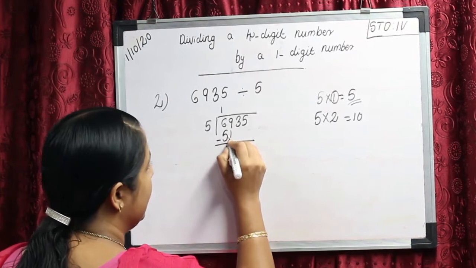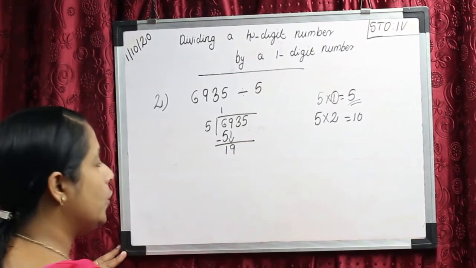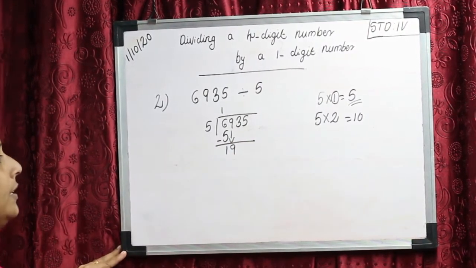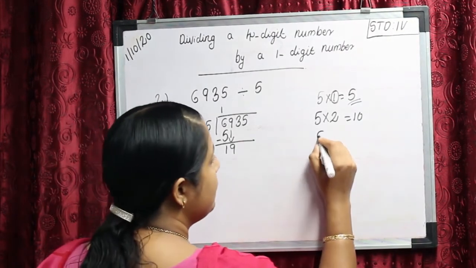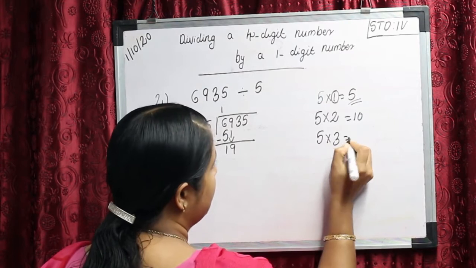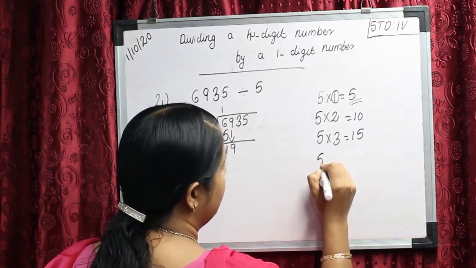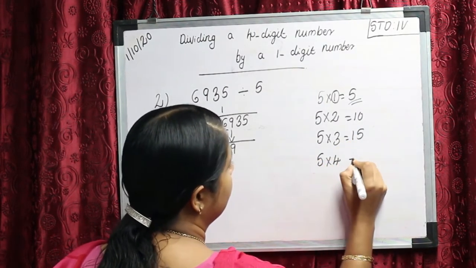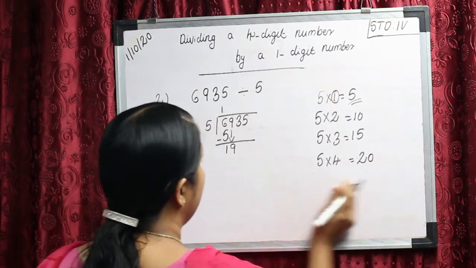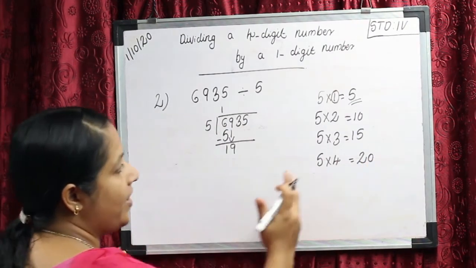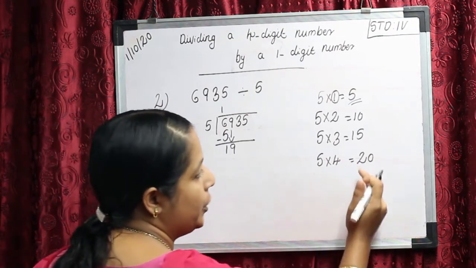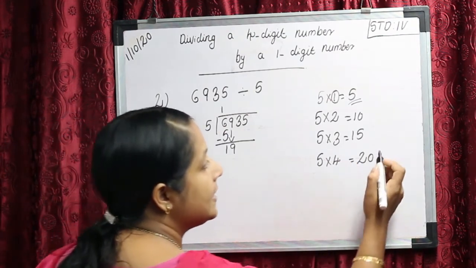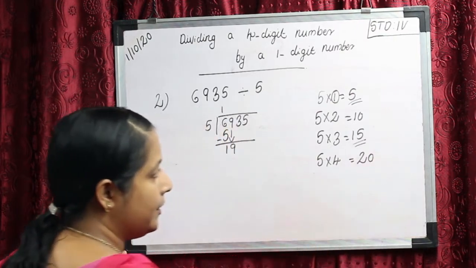Then taking the second number, 19. In 5's table, is 19 there? No. Then we write 5 3's are 15 and 5 4's are 20. We want the number 19, and in 5's table there is no 19. So which number are we selecting, 15 or 20? Yes, we are selecting 15. Why are we selecting 15?